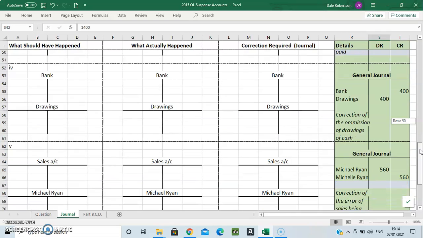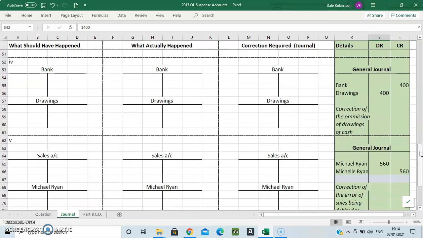Number 4. The question says, cash taken by Anne Fogarty for private use has not been entered in the books. Now, if something has not been entered in the books, that's an error of omission. So this has been completely left out. Cash being taken for private use is drawings. So that's €400 coming out of the bank account, or the cash account if you wish to call it that, and should have been put into the drawings account on the debit side. That's what should have happened. What actually happened is that nothing happened. They didn't record it at all.